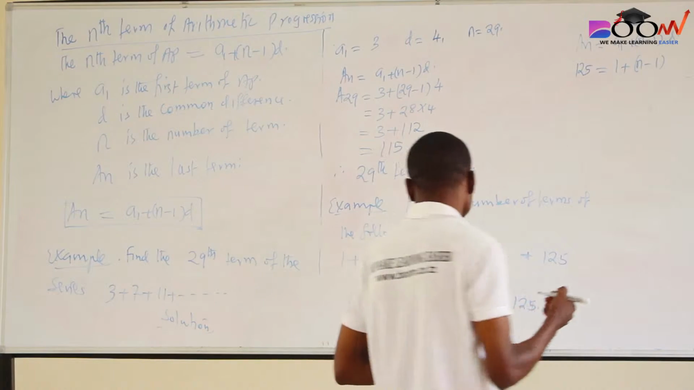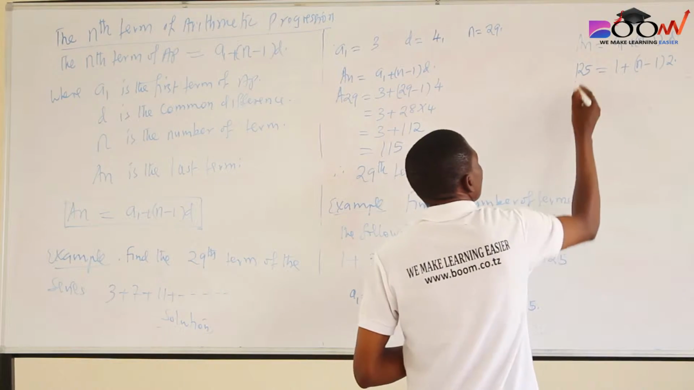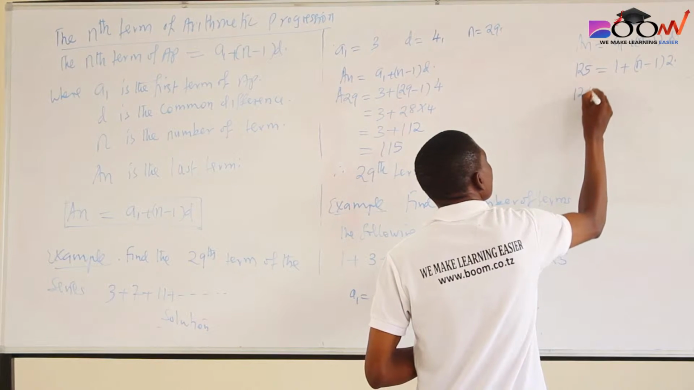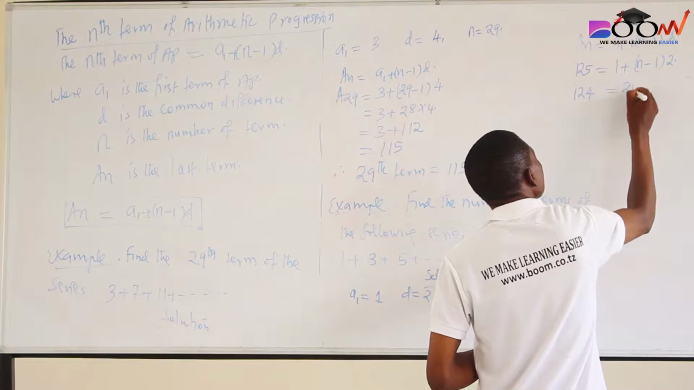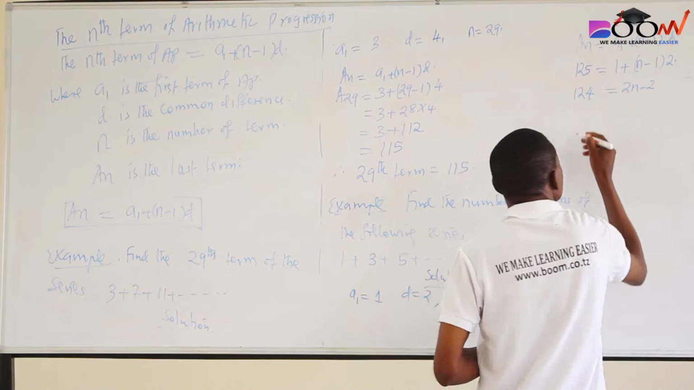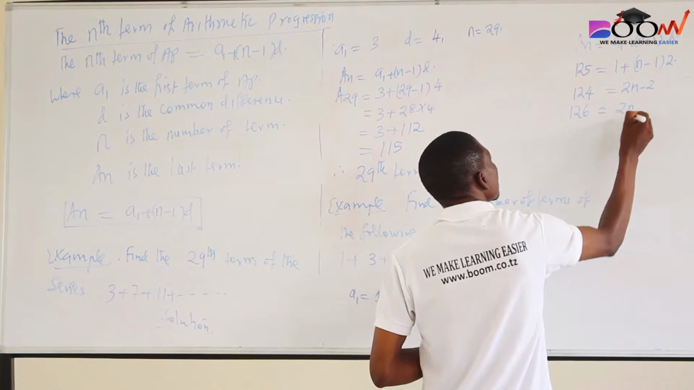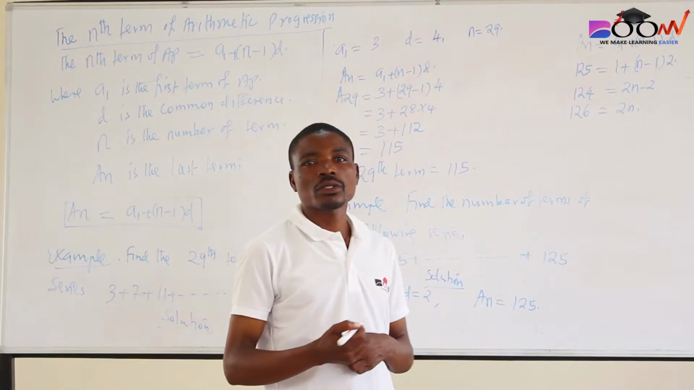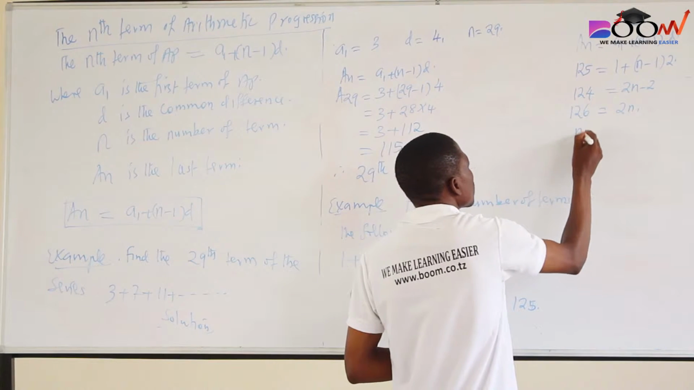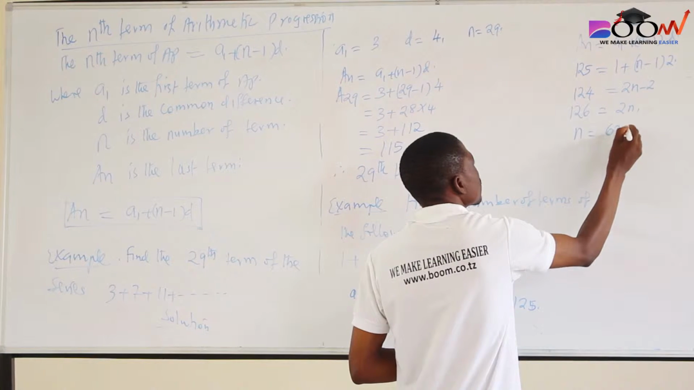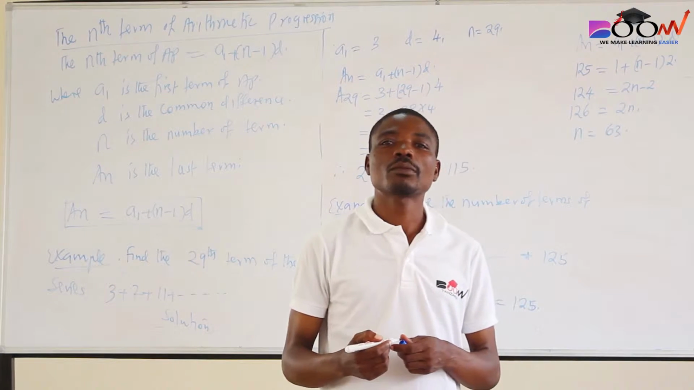Our common difference is 2. Therefore, 125 take away 1 will be 124, which is equal to 2n minus 2. Taking the 2 aside, 126 will be equal to 2n. Dividing by 2 on both sides, you get n equal to 63. So in that case, you can conclude that this is our number of terms.